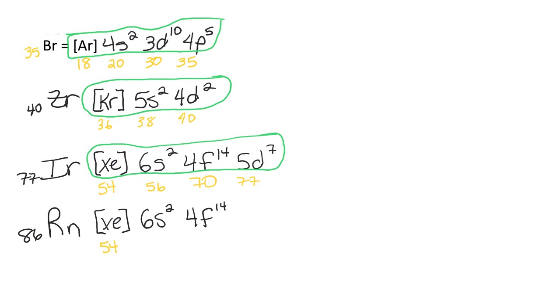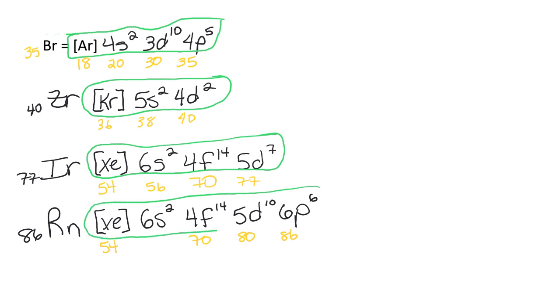4f14. So that gives me 70. I still have 16 more to go. So the next one I'm going to do is 5d. So 5d10 gives me 80. Then my next one is 6p. And it can fit 6 electrons, and I have 6 left. So I'm going to put the 6 there. So this is the electron configuration of radon using noble gas shorthand.